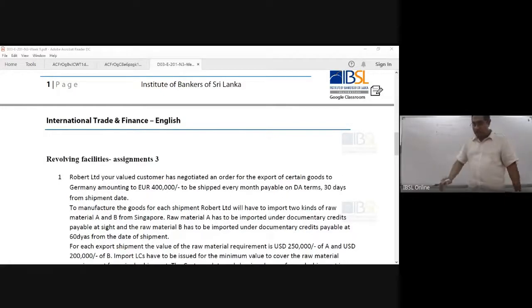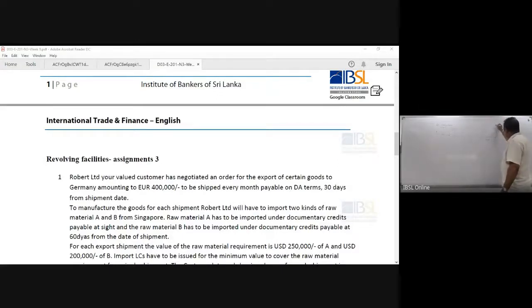Now we read the first paragraph. What does the first paragraph say? Your valid customer Silva has secured an export order from a buyer in Italy for the supply of goods on 120 days DA terms. So from here, it takes 120 days to realize the proceeds from Italy. Right? 120 days means 4 months. From here is 4 months.